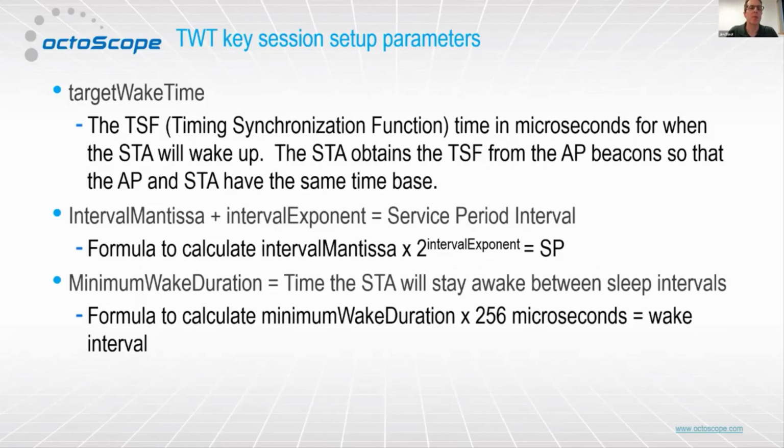Some of the key parameters that we'll be looking at: the first one is the target wake time. That's where they're going to synchronize their clocks at the beginning of the session, and then there's going to be the time that's in there as an offset from the beacon timestamp of when the first service period is going to start. As far as determining the service period timing, the interval mantissa and the interval exponent are used to determine the length of the service period. So the formula to calculate that is they take the interval mantissa value times 2 to the power of the interval exponent to get the length of the full service period.